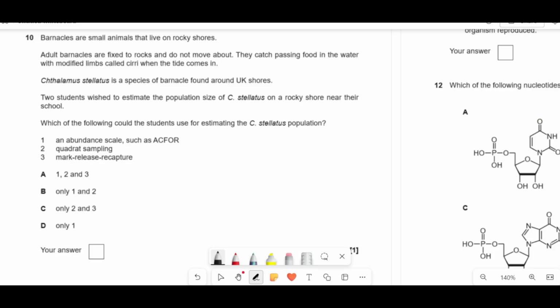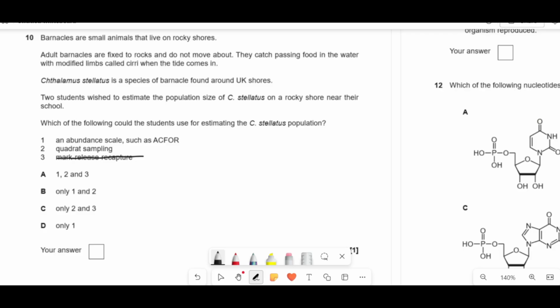So in this circumstance, we need to figure out what kind of thing we're dealing with. If we're dealing with a moving thing, then you're going to have to use mark, release, recapture. Whereas if it's something that's non-mobile and moves very slowly and sits there, then you're going to use the other one, which is quadrat sampling and stuff like that. So immediately, mark, release, recapture's out, and quadrat sampling's there as well.